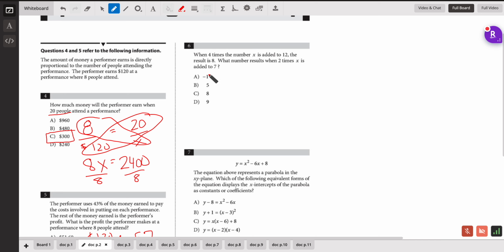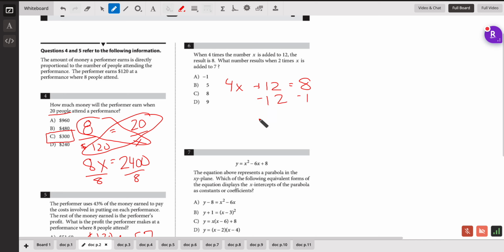All right, number 6. When 4 times the number x is added to 12, the result is 8. What number results when 2 times x is added to 7? So a lot of times with these, you would set them equal to each other. But in this case, let's just write out that first equation. So 4 times the number x is added to 12, the result is 8. Oh, okay, well I have an equation here. So let's go ahead and solve for x.